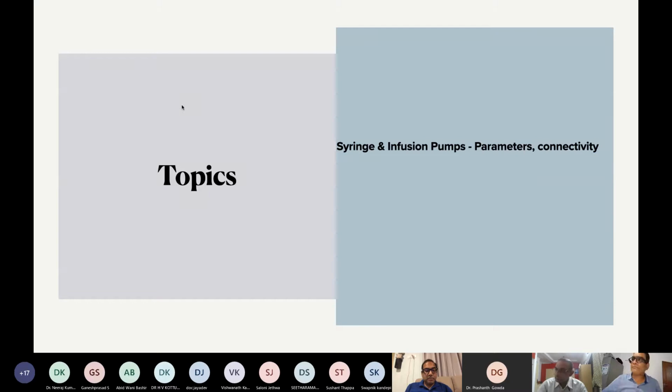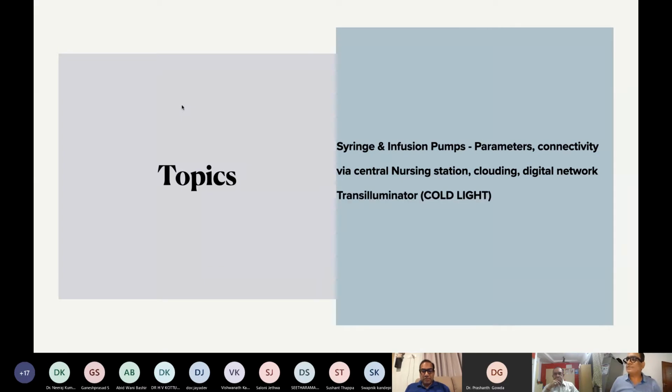Okay, so my topic is on syringe and infusion pumps. The parameters, connectivity via central nursing station, clouding, digital network, all those things. And then I've been asked to talk about transillumination, which is the cold lamp, and also on transcutaneous CO2 monitor. So I'll see how much I could cover, as much as possible.